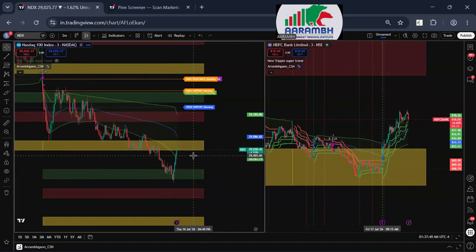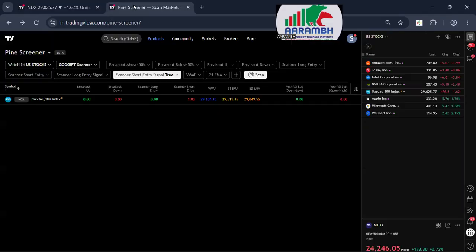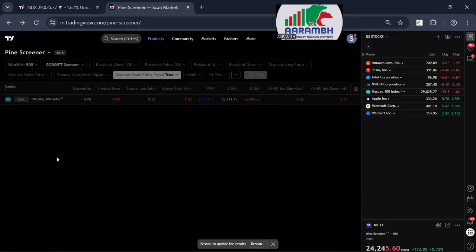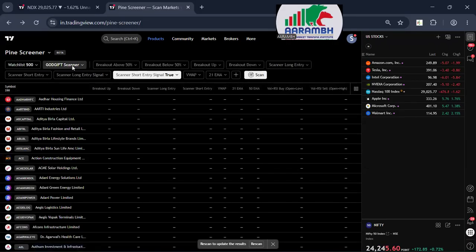Okay, this is how you need to do the scanning for the US market stocks. For that, you need to create the watch list. Hope you have understood this. And if you want to do the same thing for the Indian market also, just change the watch list here. So I have made Nifty 500 stocks. Okay, so all the stocks came here now.